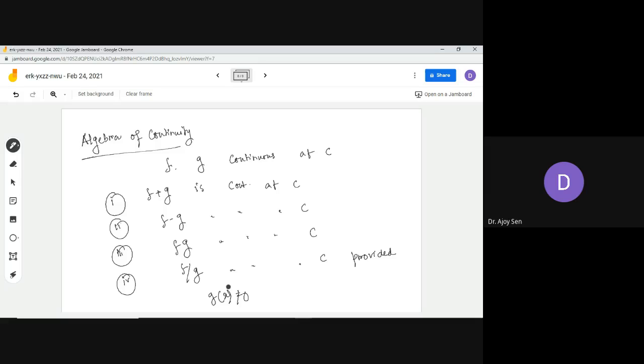Okay, so actually these four problems may come less in your exam, but the algebra of limit is very much important from your exam point of view, because that is the main thing. It's not very much important, but you should go through the proof at least once.